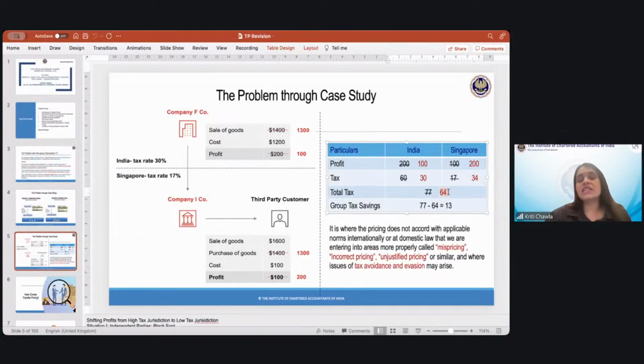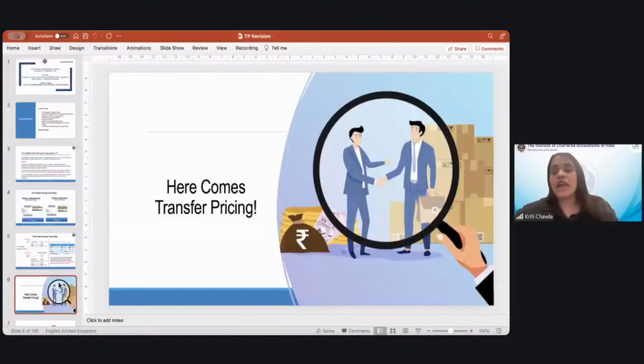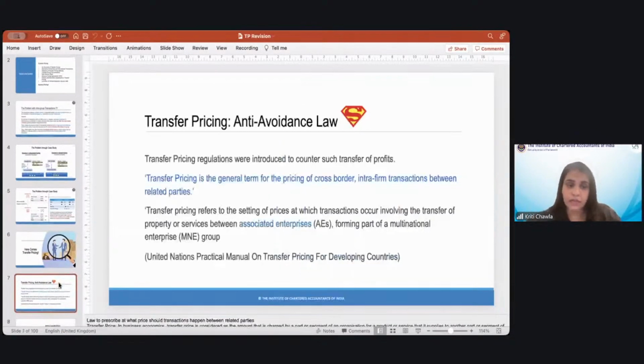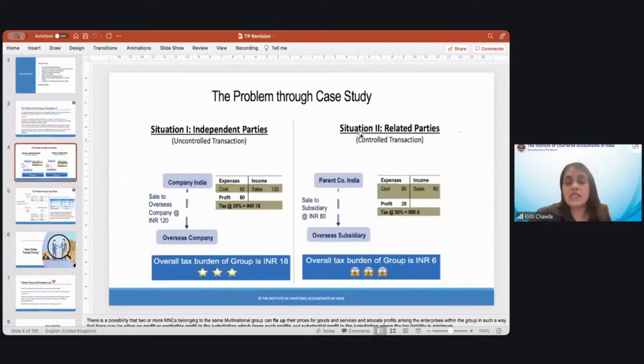Now, what is done to address this particular issue? Well, this is where we have the concept of transfer pricing. Transfer pricing is an anti-tax avoidance law. It's just a law which is there to make sure that related parties do not indulge in tax avoidance. So what transfer pricing will do is come in this particular situation, which is situation 2, and tell the related parties that, listen, you're not supposed to transact at 80 rupees. You're supposed to transact at something called an open market price. So this is what transfer pricing is all about.